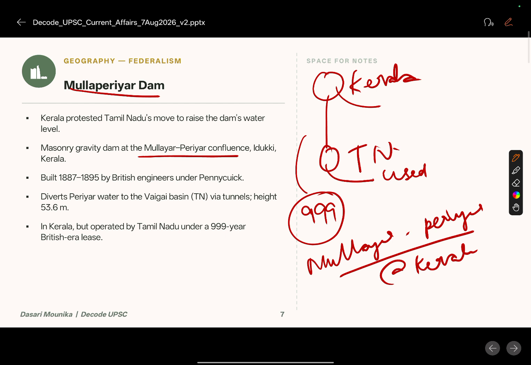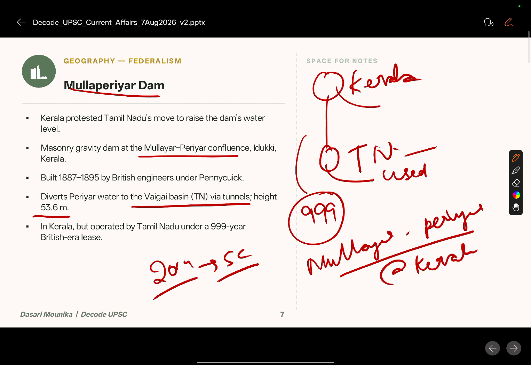So in Tamil Nadu, the water is entering the Vaigai Basin. The water from Kerala's Mullaperiyar Dam is entering Tamil Nadu into the Vaigai basin with a height of 53.6 meters. With respect to this dam, in the year 2014, the Supreme Court has already given guidelines to the Tamil Nadu government.